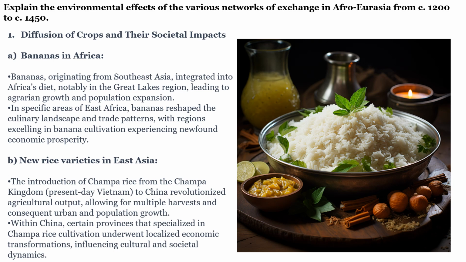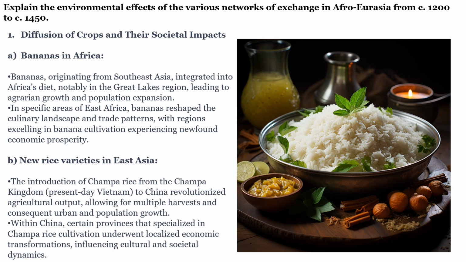First off, we have the diffusion of crops and their societal impacts. We have bananas in Africa. Bananas originating from Southeast Asia integrated into Africa's diet, notably in the Great Lakes region, leading to agrarian growth and population expansion. In specific areas of East Africa, bananas reshaped the culinary landscape and trade patterns, with regions excelling in banana cultivation, experiencing newfound economic prosperity.